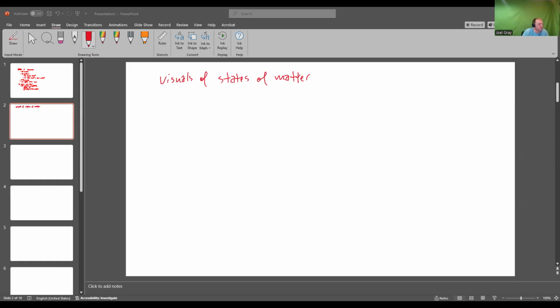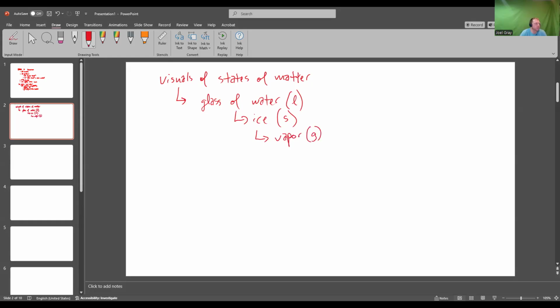The visuals of the different states of matter. If you remember, we looked at a glass of water, and with that glass of water, we looked at it changing phase and changing states. So this glass of water is a liquid, and then ice for a solid, and then transitioning to vapor or water vapor as your gas. Then we also looked at it at the macro level, where you saw the ice cube and then you saw the steam, the water vapor.